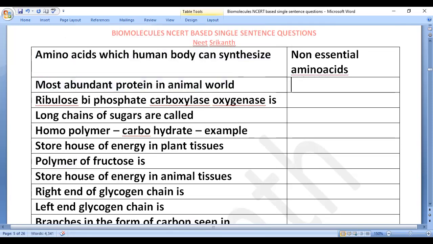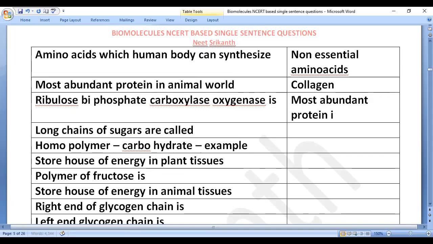The most abundant protein in the animal world is collagen. Ribulose bisphosphate carboxylase oxygenase is the most abundant protein in the world. Long chains of sugars are called polysaccharides.